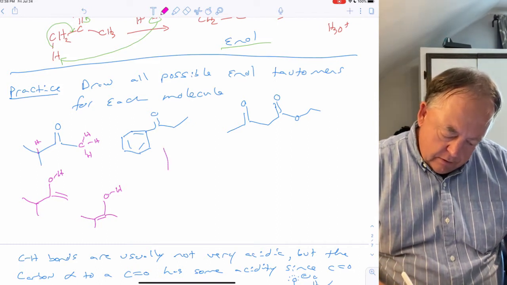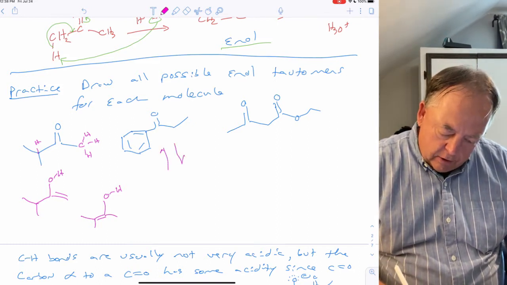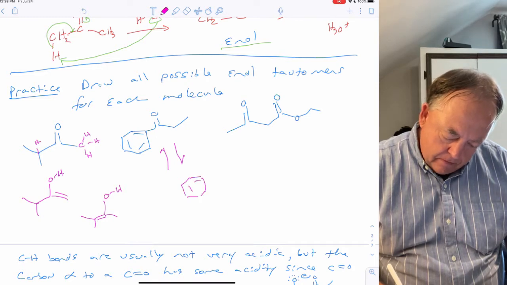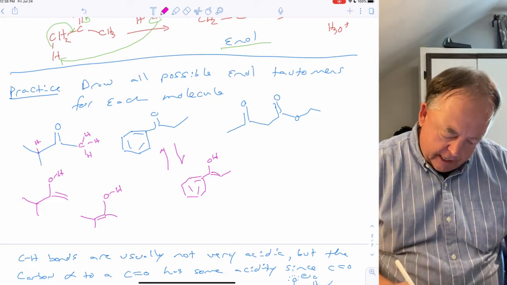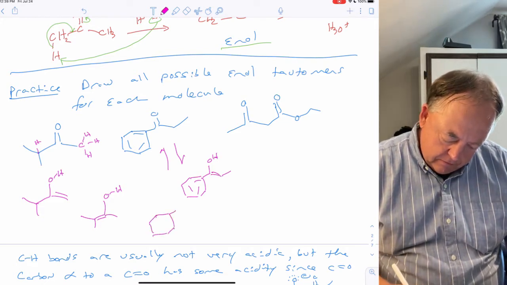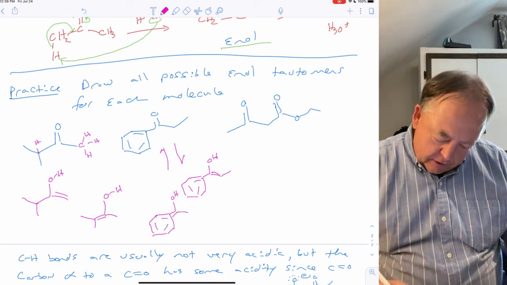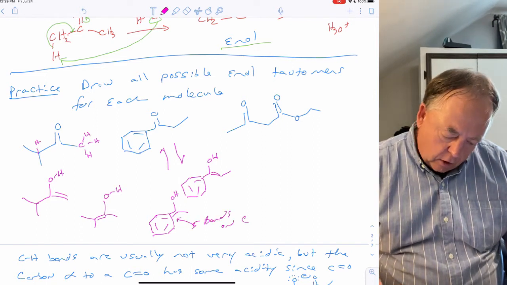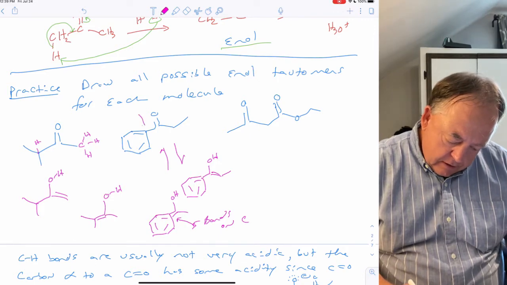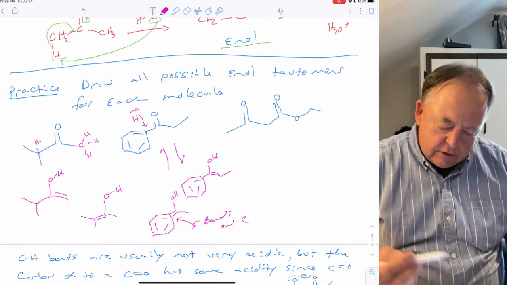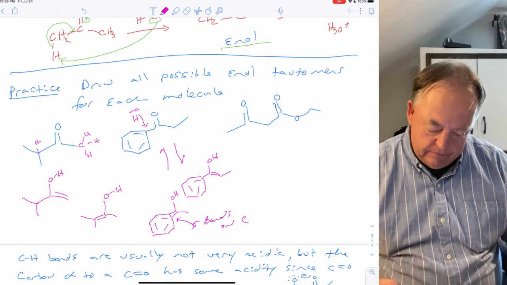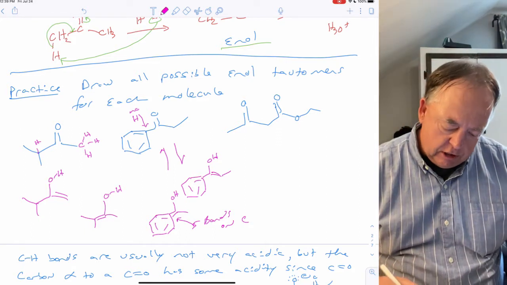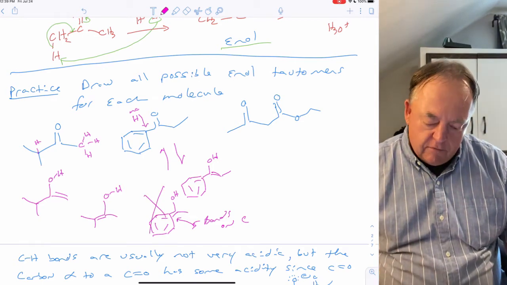So for this one, this only has one enol form, which would be that, right? Because you can't do this. Can't do that, right? Because that puts five bonds on carbon, and you can't do that. This carbon, there's no hydrogens there. So you can't make the enol on that side of the double bond. It's only on the right side of that carbon-oxygen double bond. So only one enol for that.